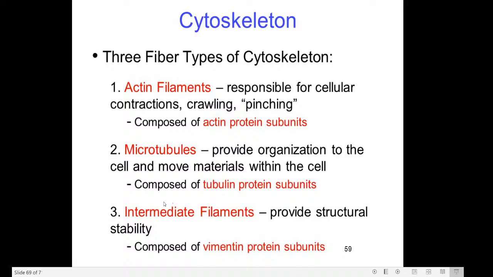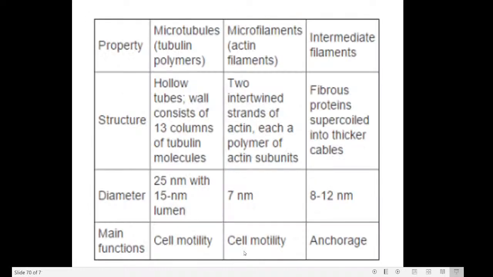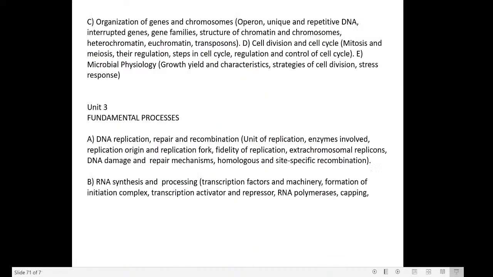protein subunit. The microtubules are made up of tubulin protein subunits. The intermediate filaments provide structural stability, and their protein subunits are vimentin. These are all the functions and the structures. The main function of the microtubules and microfilaments is motility. The intermediate filaments help with anchorage. Anchorage means structure formation and stability.